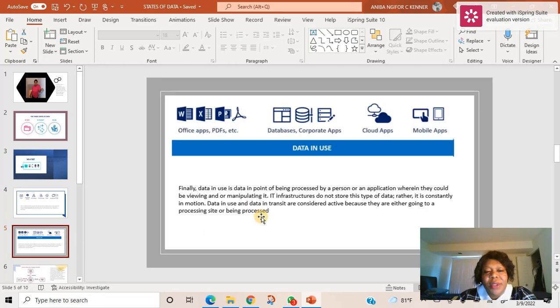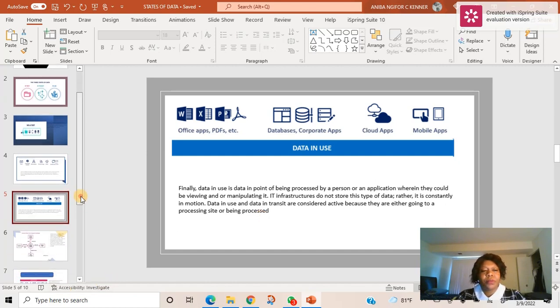Data in use is data which is at any point being processed by an application or by an individual, which are either viewing or manipulating it. Now, IT infrastructure does not store this type of data, rather it is constantly in motion. That is why we see that data in transit and data in use are considered active, because it's either moving to be processed or it's actually being actively processed.